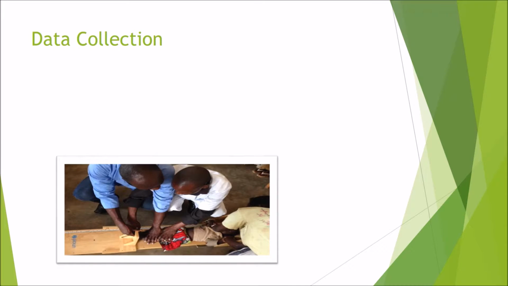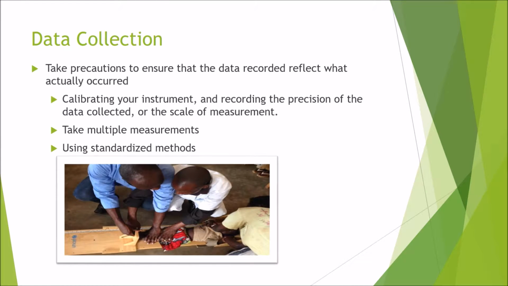When collecting data, it is essential to take precautions to ensure that the data recorded reflects what actually occurred. This may involve calibrating your instrument and recording the precision of the data collected or the scale of measurement. It can also be helpful to take multiple measurements and ensure that you are using standardized methods for data collection.